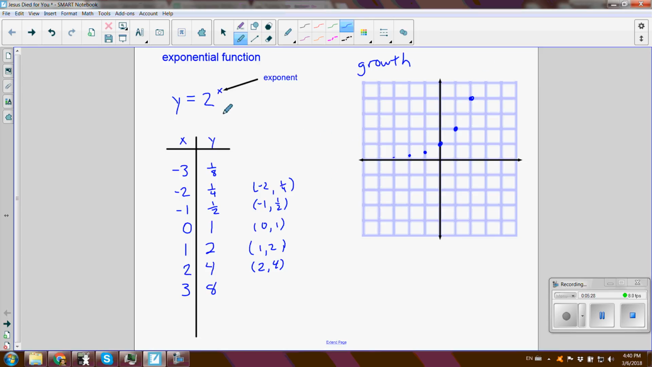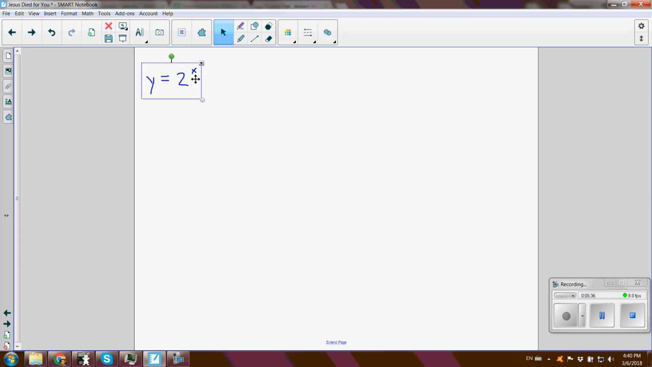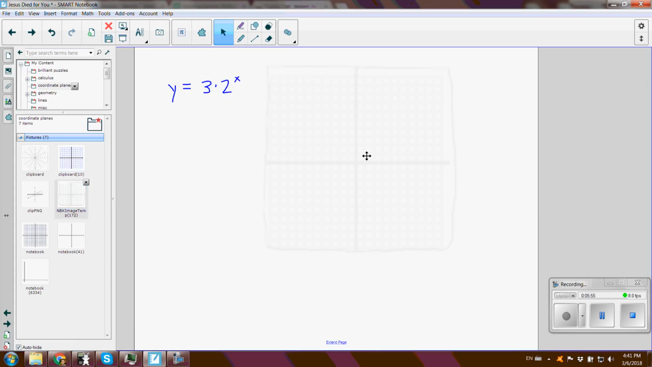Now, we could also make this a little bit fancier. Suppose we wanted to start with, say, 3 times 2 to the x. 3 times 2 to the x. Well, let me grab a coordinate plane. I'm going to use this one this time.